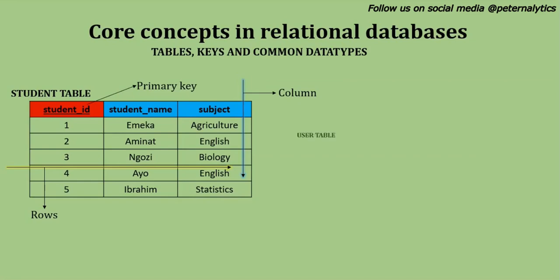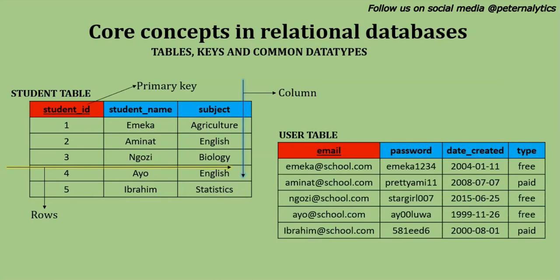Let us see another example. Now another table is this, a user table. So that it would be easy for us to identify the primary key and the other columns, I underlined the primary key and colored the background red. Our primary key here is the email. Two people can have the same password, two people can create their account on the same date, and two people can have the same account type, but two people cannot have the same email. And so our email here is the primary key.